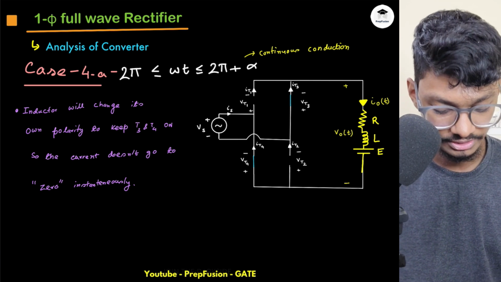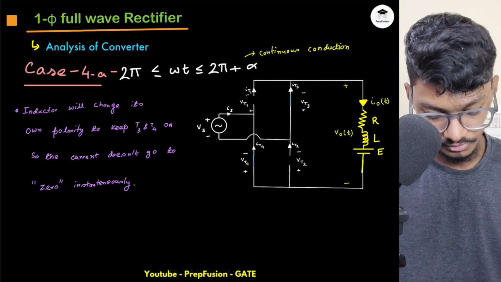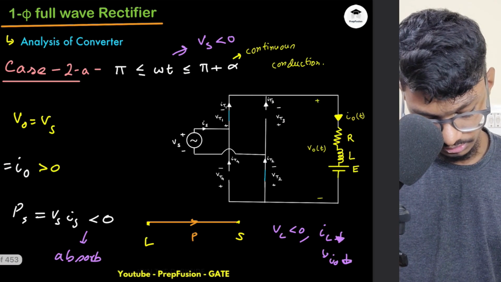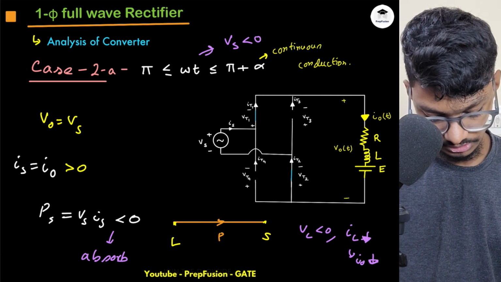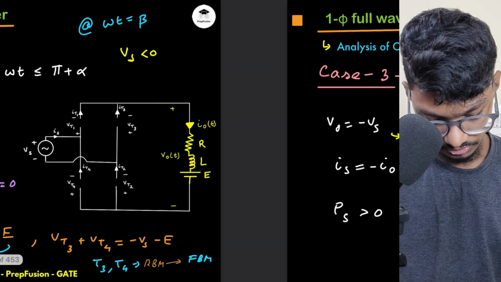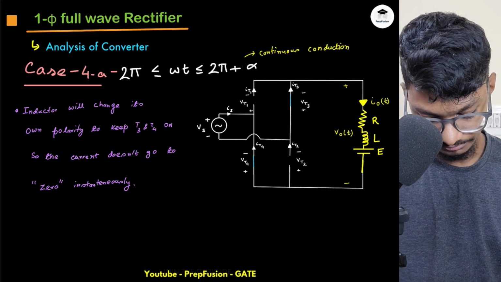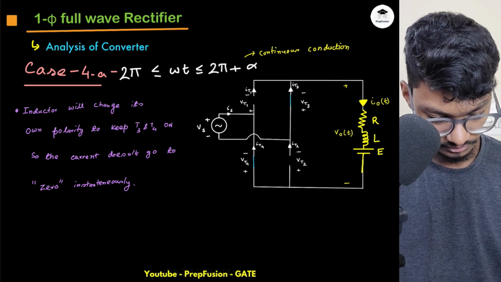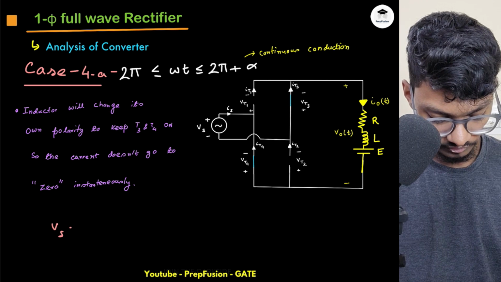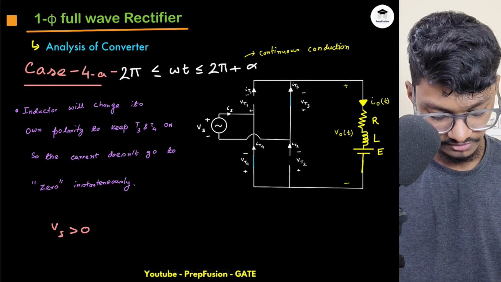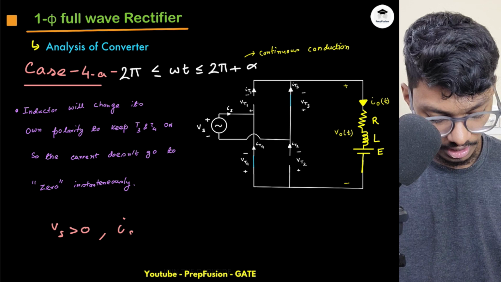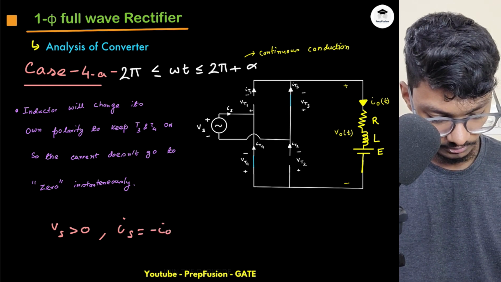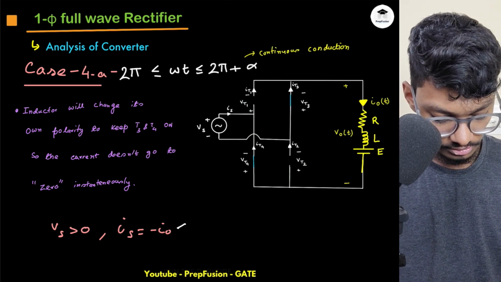So if there is continuous conduction, that means the same process will repeat here. If I do the analysis again, in this region Vs is positive. Why? Because after 2 pi, Vs is again positive, and my Is equals minus IO. So obviously my Is is less than 0.